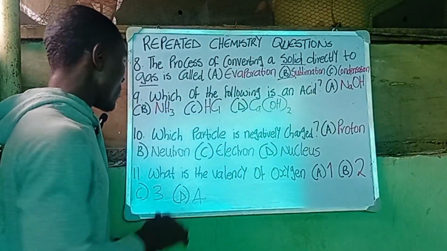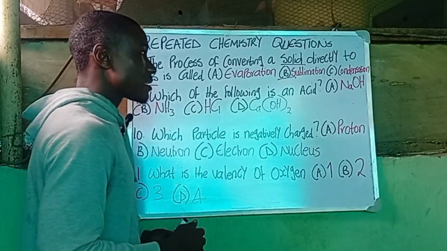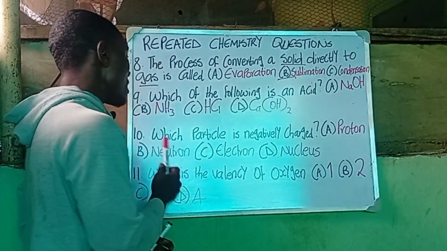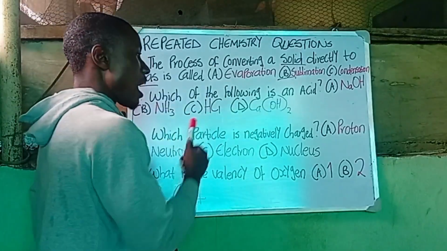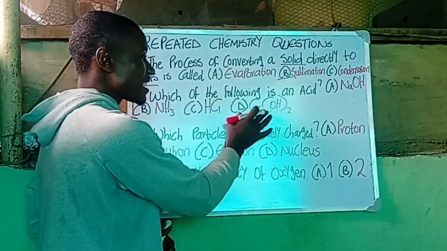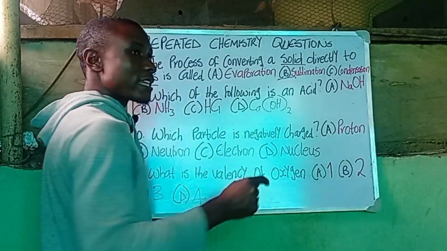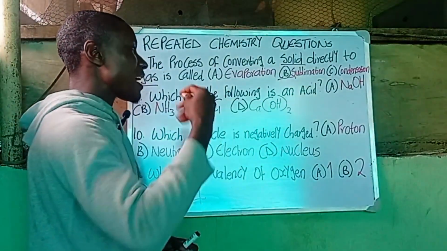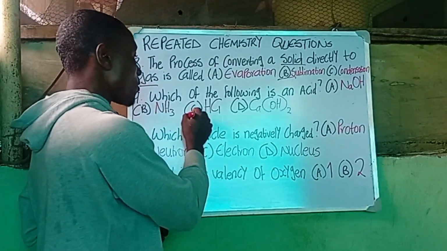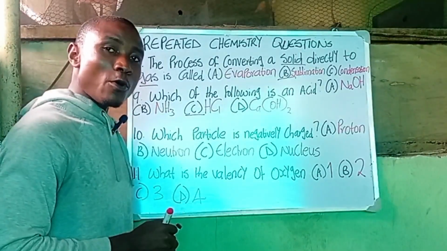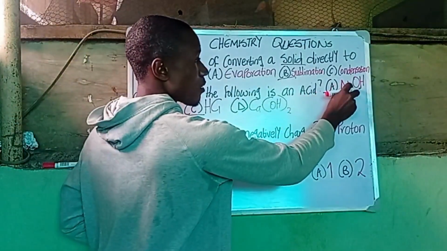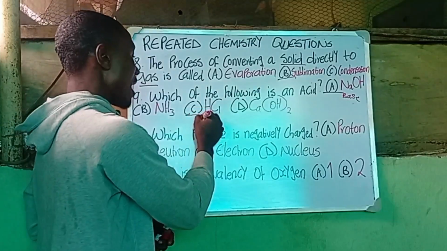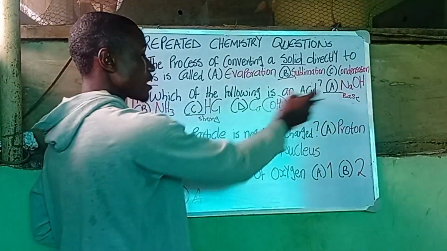Question number 9 says, which of the following is an acid? A, sodium hydroxide, B, ammonia, C, hydrochloric acid, and D, calcium hydroxide. Another name for calcium hydroxide is slaked lime. The correct option there is C, which is hydrochloric acid. Sodium hydroxide is a base. This is a strong base, and this is a strong acid.